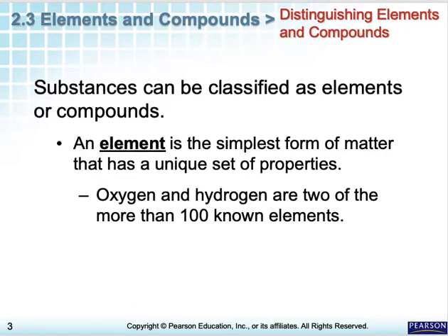An element is the simplest form of matter that has a unique set of properties. Oxygen and hydrogen are two elements. There's more than 100 known. Elements after 92 are man-made elements or synthetic elements, and they don't stick around very long. They have very short lives, so it's kind of interesting.